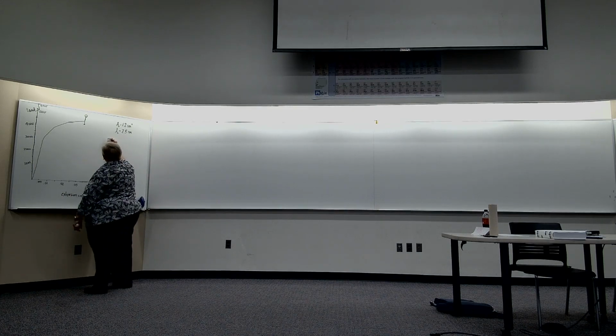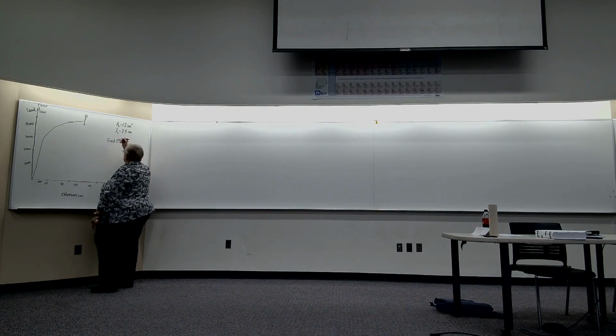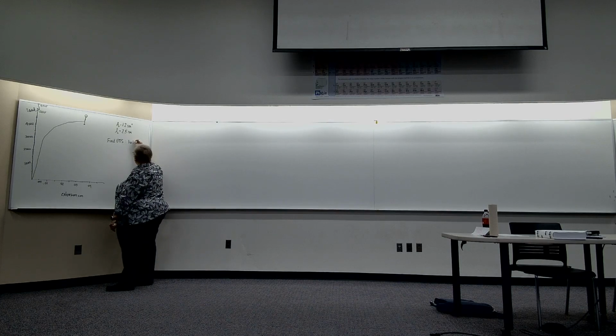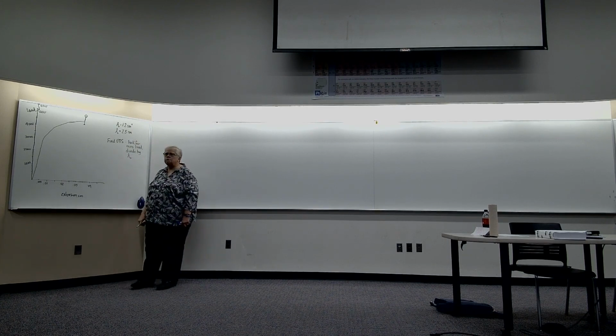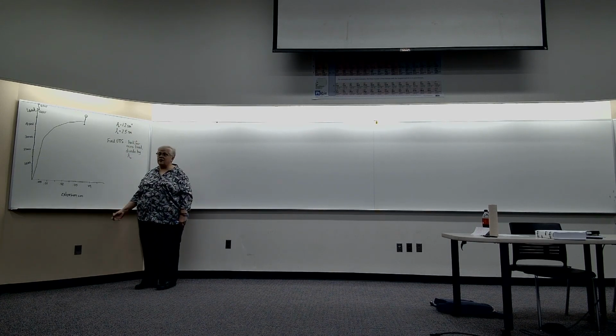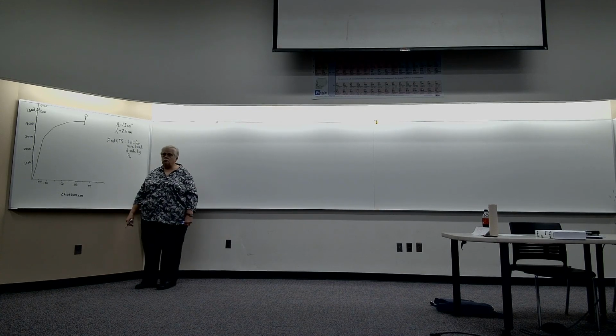First, finding UTS. Look for max load and divide by the original cross-sectional area. Because ultimate tensile strength is just the maximum stress, which is the maximum load over the area.